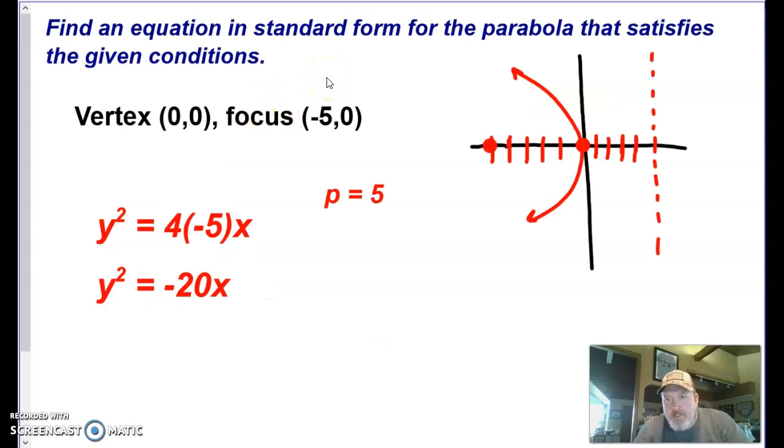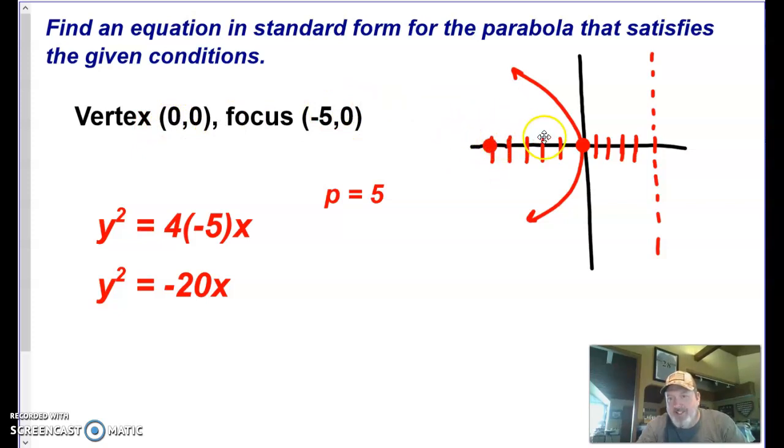Okay, find an equation in standard form of the parabola that satisfies these conditions. You're going to see a lot of these on your homework today. You do not have to draw the picture. I just drew it to help out. So we got a vertex at 0, 0. We got a focus at -5, 0.